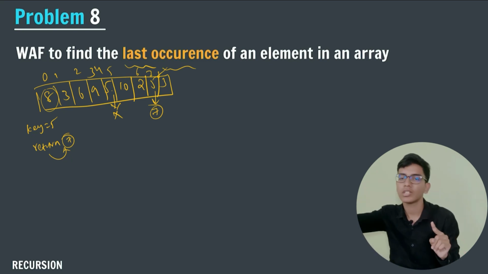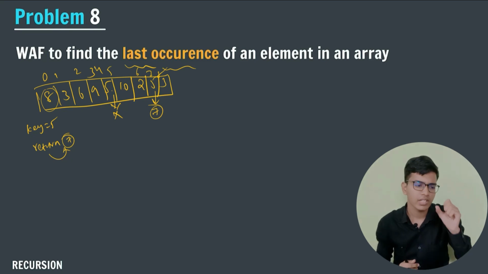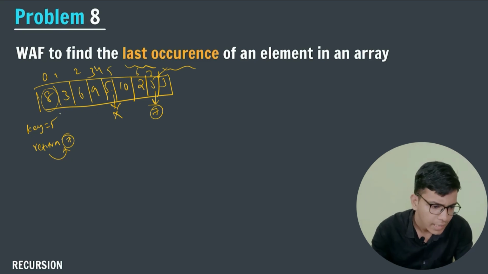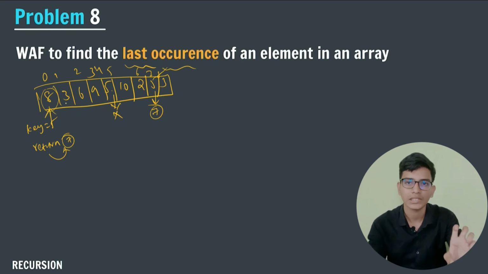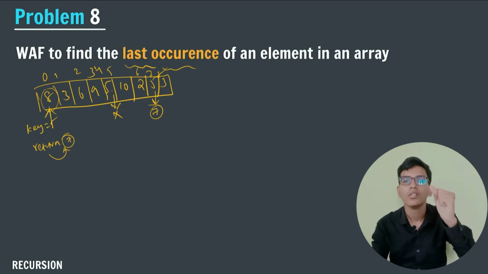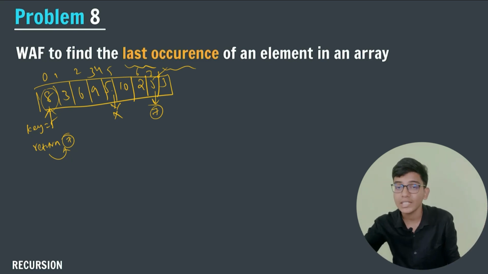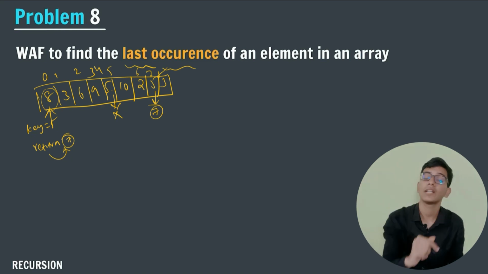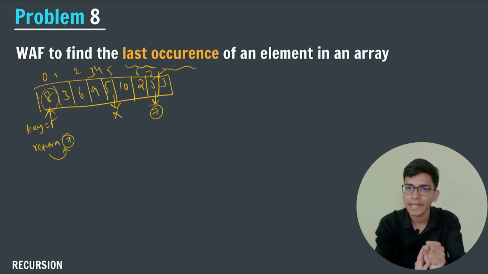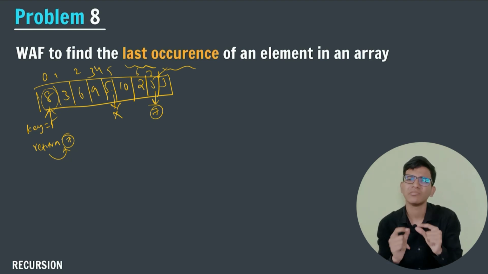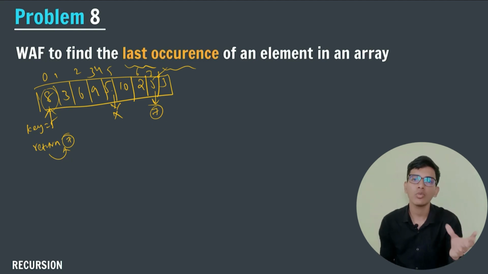Now here we are not going to check with the current element first. First of all we will check with the rest of the array, after that with the current element. So let us consider that the current element is 8 at my 0th index. I will not first check whether the key is equal to my current element or not. First of all I will check with the rest of the array. If it is present in my rest of the array, then I will print that particular index. If not, then I will check with the current element and I will print that particular index if it is equal to key. So this is the minor difference between the first occurrence and last occurrence question. This is a minute difference, that's all.